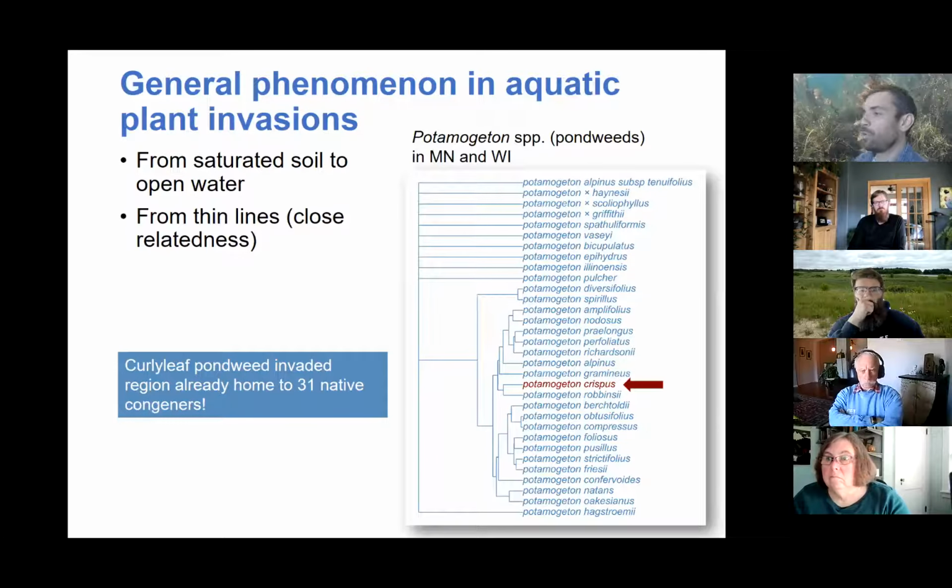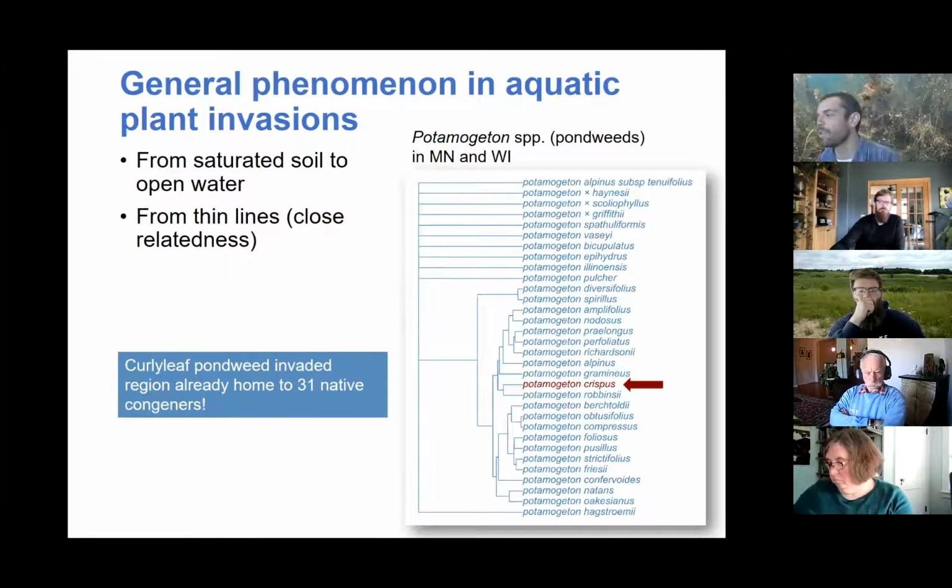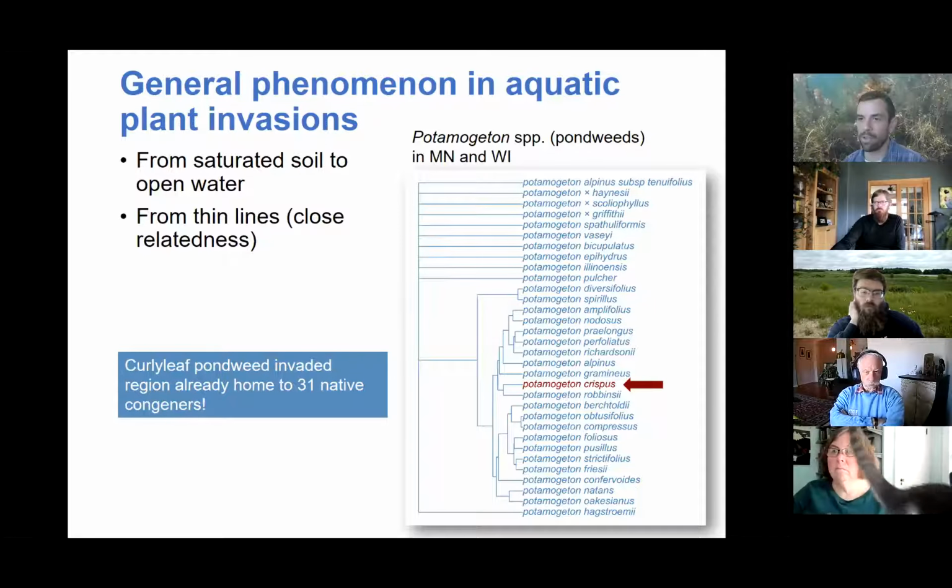So for example, Potamogeton crispus, curly leaf pondweed, is one of our lake invaders. To our knowledge, it doesn't hybridize with native Potamogeton species, but it invaded a region that's already home to 31 native congeners, that is, other species in the same genus. So clearly this is sort of Potamogeton country where this genus does well, suggesting there might be this phenomenon of pre-adaptation.